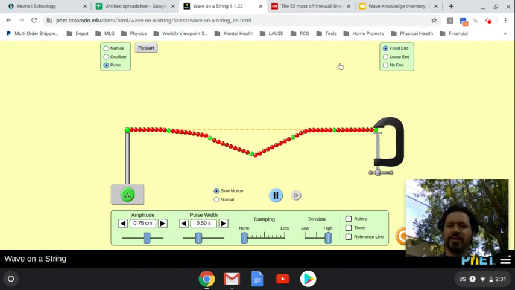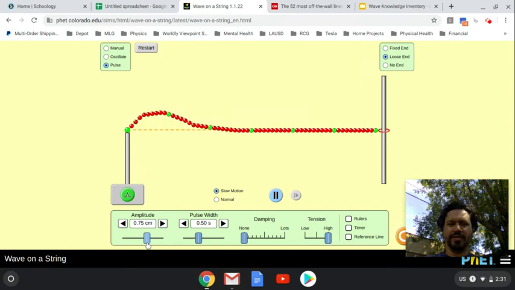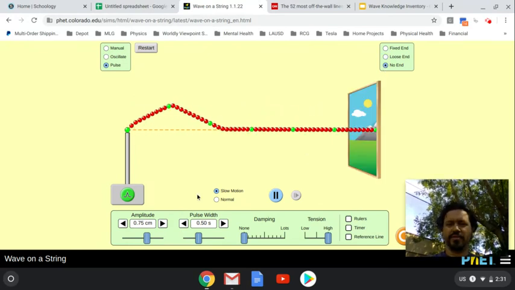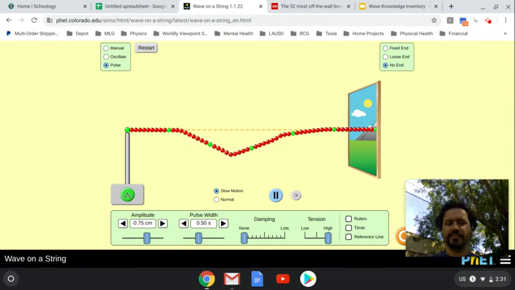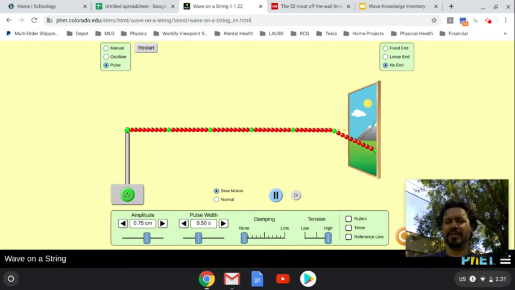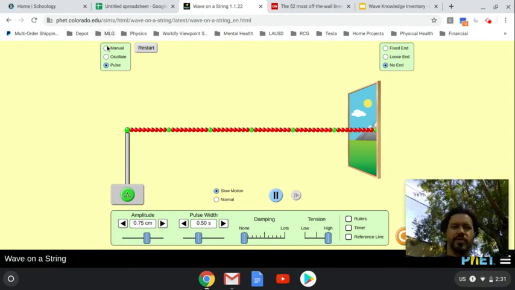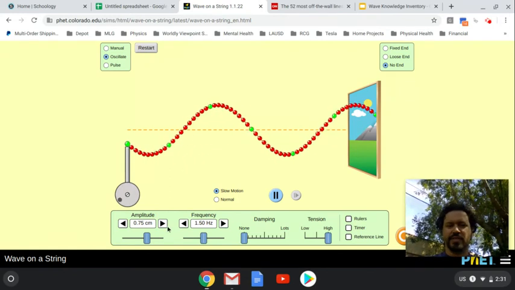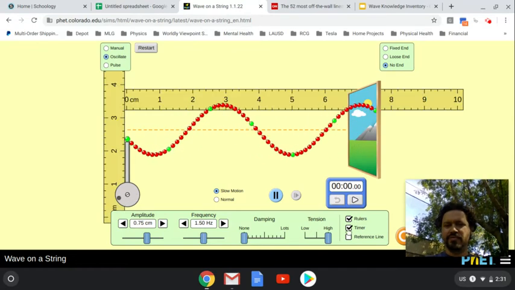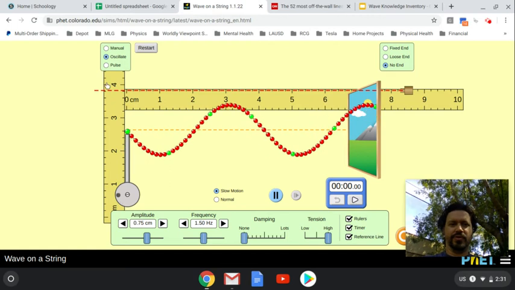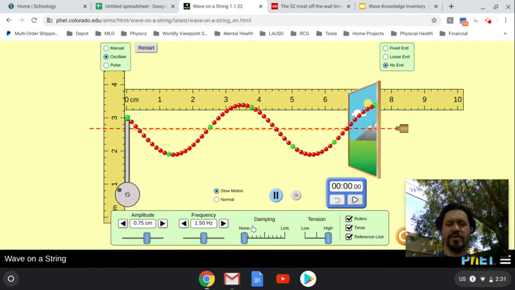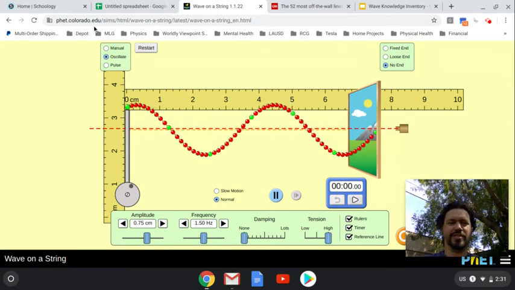You can also change the end so that there's a loose end, which allows the end to do that, or you can make it so there's no end, it just goes off into infinity. In that case, there's nothing to cause it to reflect back. And you can also set up an oscillation where it's just this periodic thing. There's lots of things we can adjust down here. You can add in measuring devices, a zero line that you can move around. So just play around with this. See what you can come up with. And again, you can adjust it to make it do lots of different things.